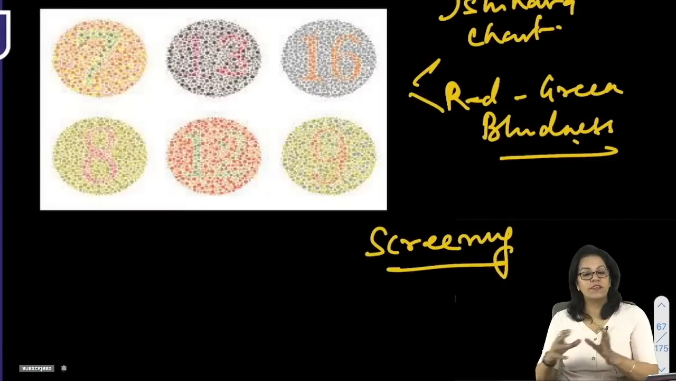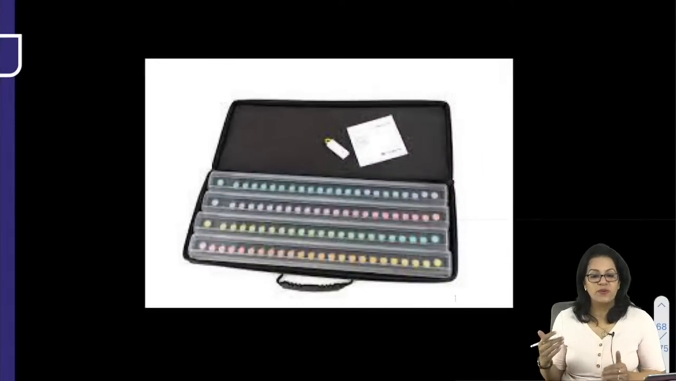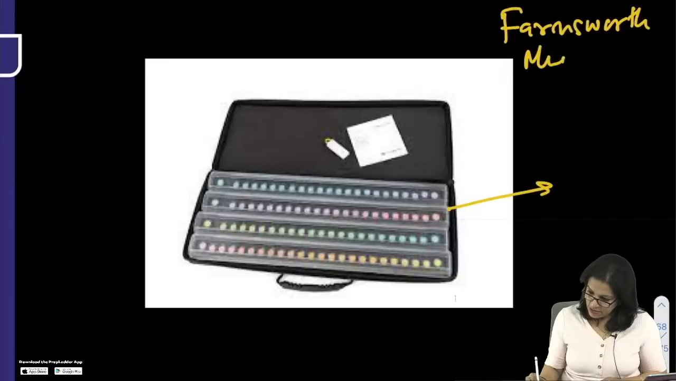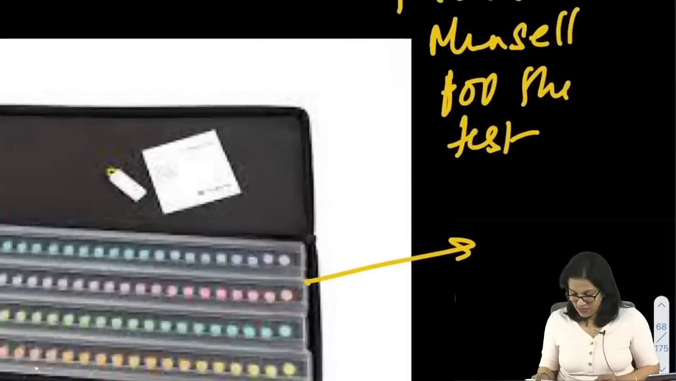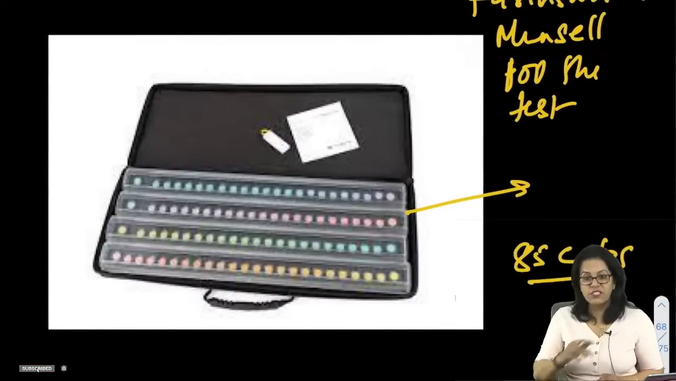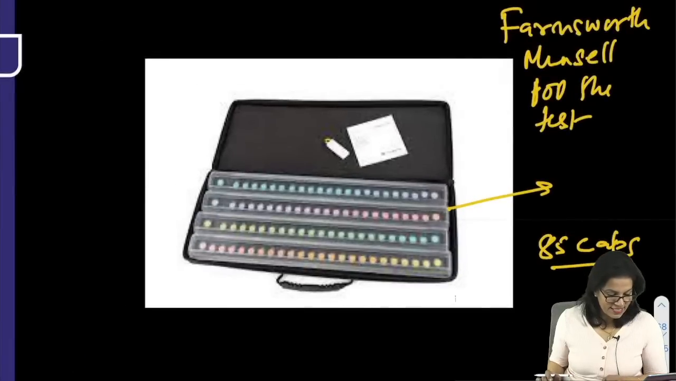And if you need to quantify the color blindness, which is even better than this, is this one. You should be able to recognize this. This is the Farnsworth-Munsell 100 hue test. Actually, there are not 100 hues in this. I don't know why they say 100 hue. There are mainly 85 caps of different shades of the same color. Okay?